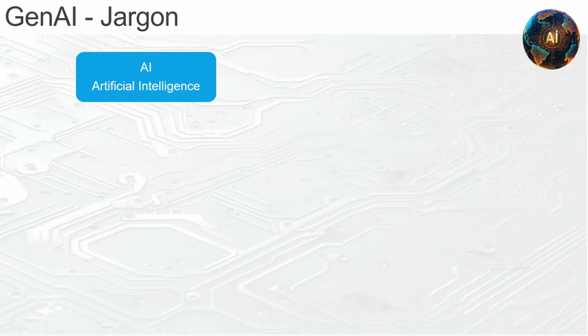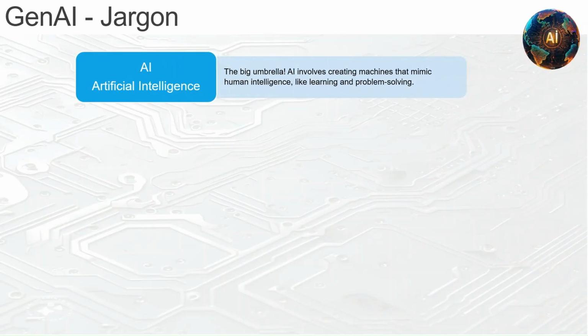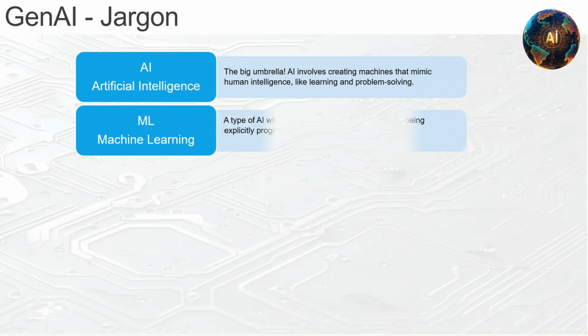Artificial intelligence, or AI. AI is this big umbrella which involves creating machines that mimic human intelligence, like learning and problem solving. Now, machine learning is one type of AI where systems learn from data without being explicitly programmed. So, essentially, you give large data sets to a machine and it will learn on its own, either by using something called supervised learning or unsupervised learning.